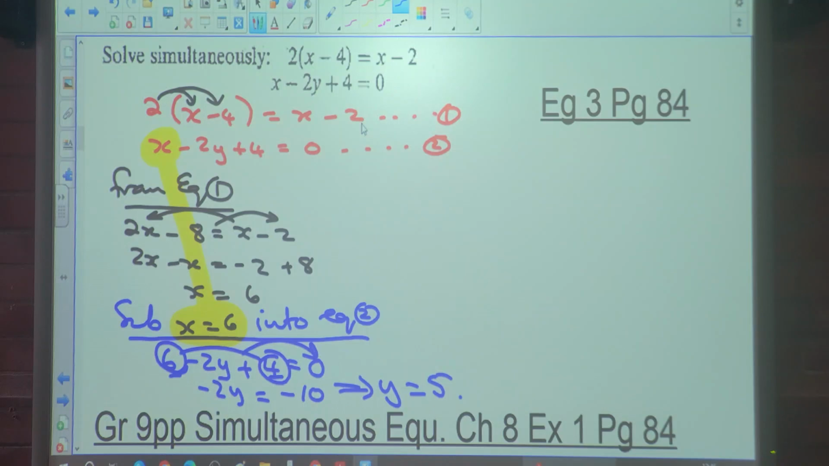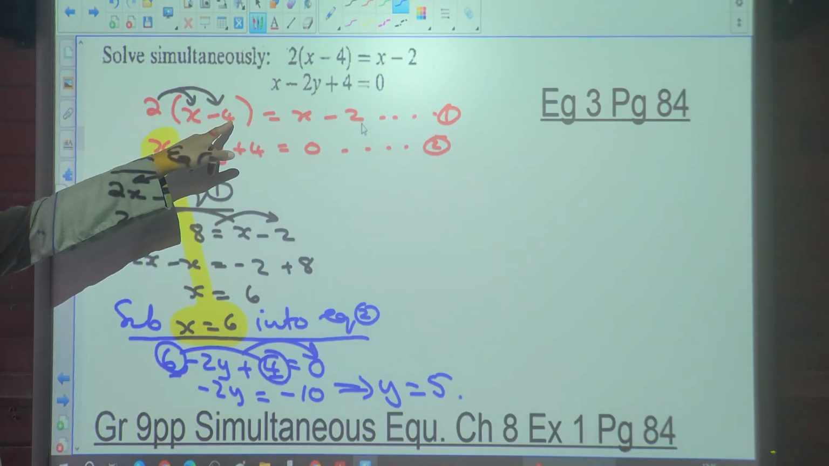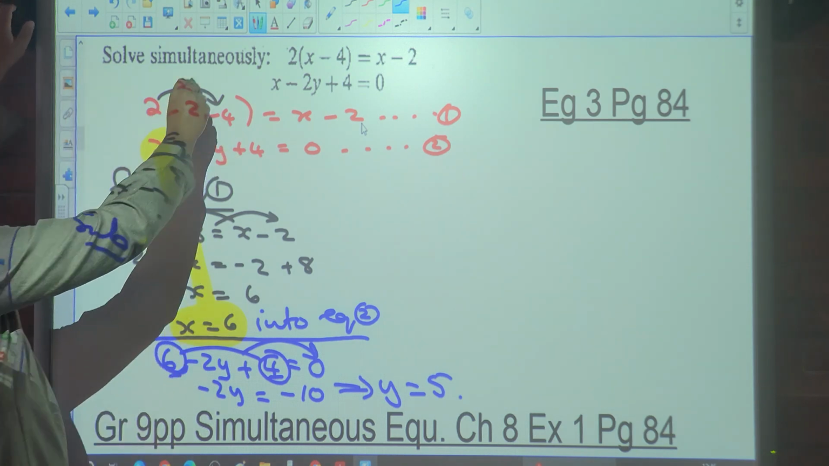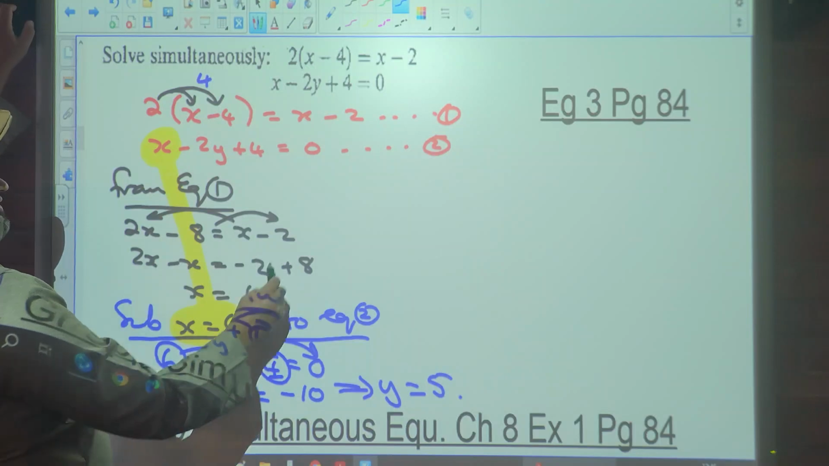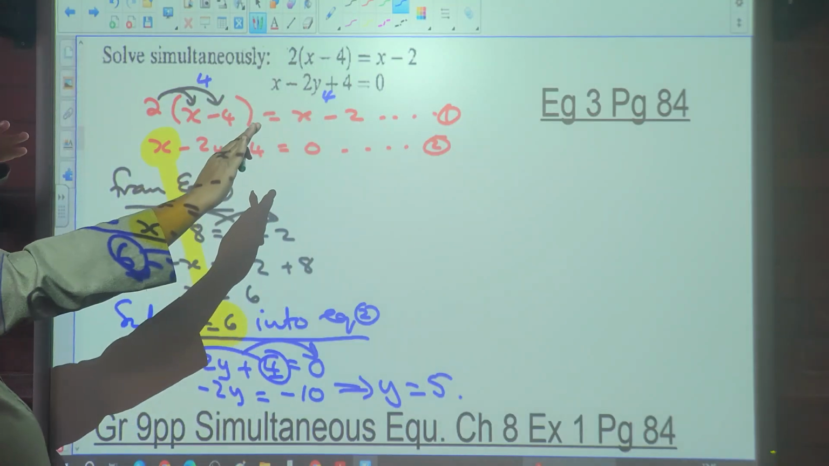People, and we can test it. Okay? If x is 6, what is 6 plus 6 minus 4? 2. 2 times 2? 4. So 4 is on the other side. Put 6 in here: 6 minus 2? 4. So that one balanced. So equation 1 is in order.